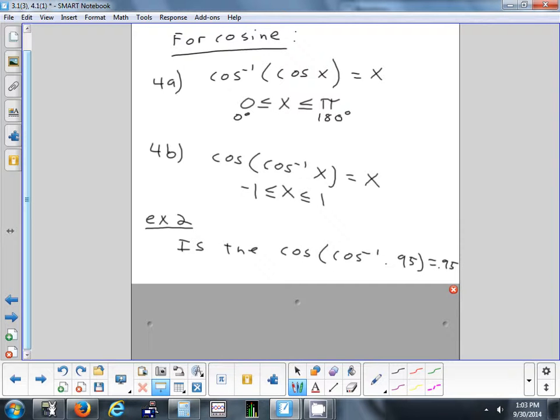Okay, so try a couple questions. Is the cosine of the inverse cosine of 0.95 equal to 0.95? So first, figure out which formula you're using. Look at the restriction. Then look at your argument and see if it fits in that restriction.